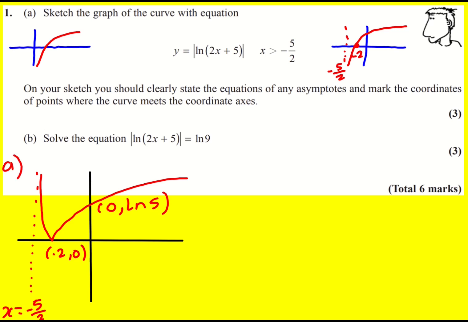That was part A. In part B, we're asked to solve the equation modulus of ln(2x + 5) is equal to ln 9. So ln 9 is just a constant. It's going to be above the intercept. I'm just going to draw a horizontal line, roughly horizontal, going across. And the log graph will necessarily reach it because there's no asymptote at the top.